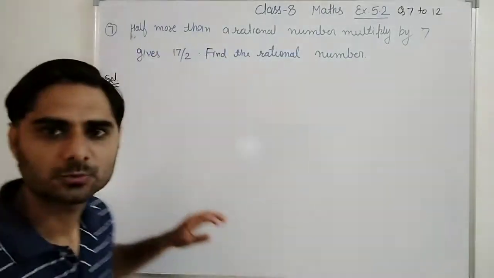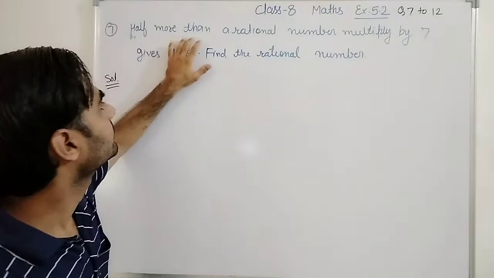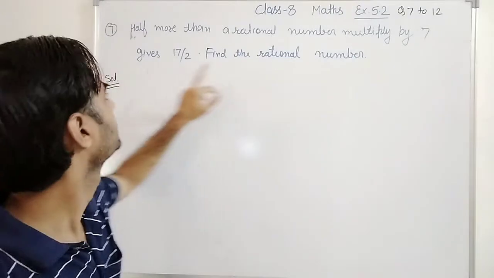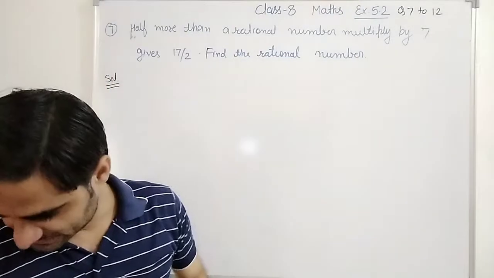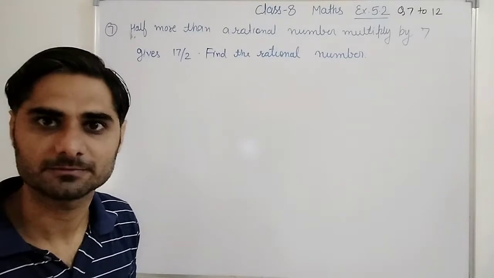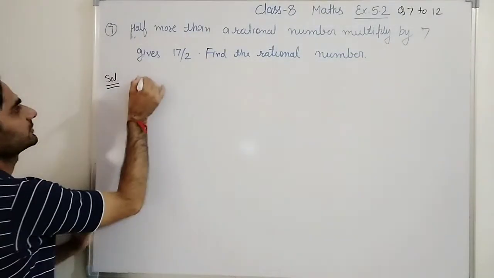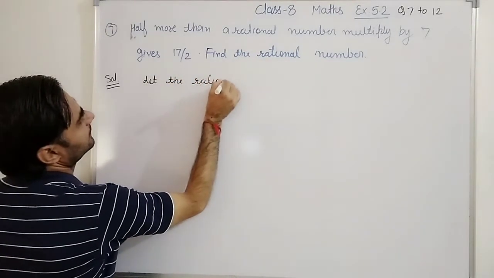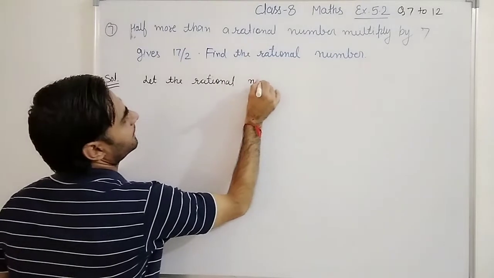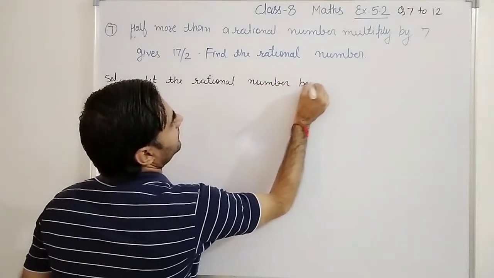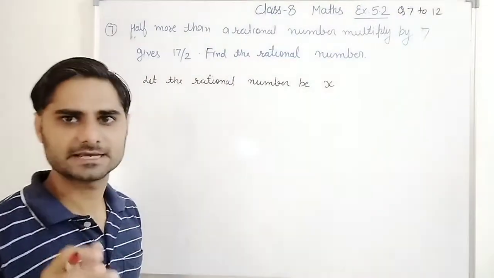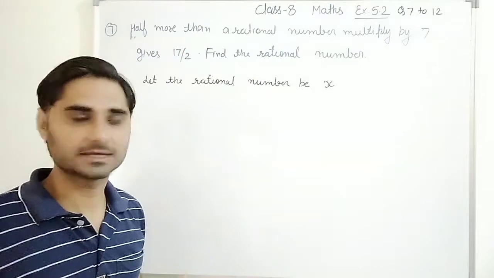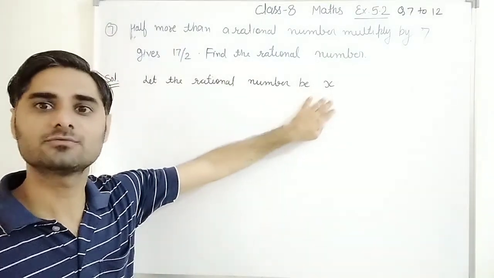See here. Question number 7 is: half more than a rational number multiplied by 7 gives 17 upon 2. Find the rational number. We don't know what that rational number is, so according to the first step, let the rational number be x. Now according to the question, we have to add and multiply by 7, and then we will find the value of x.